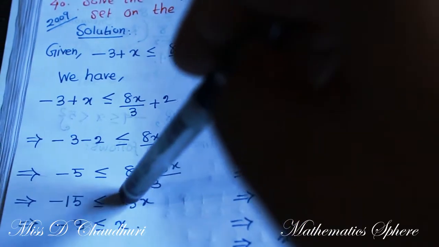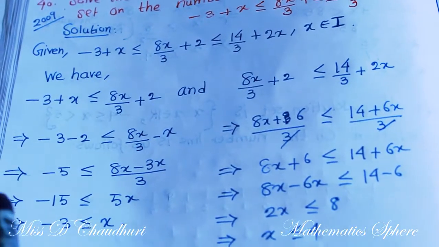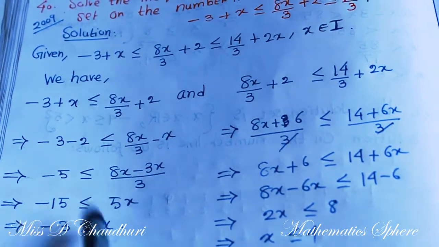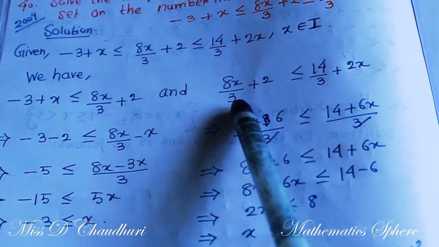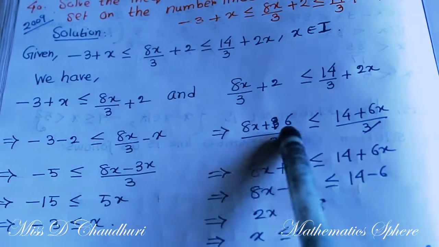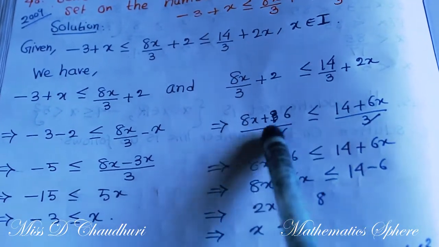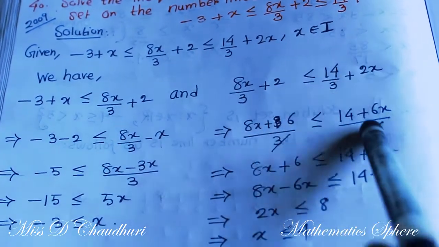Okay, now you divide by 5. As you are dividing by 5, no change in inequality will be there, so this will become -3 less than equal to x. So we are getting one side. Now the next side, here it is 8x by 3 plus 2 less than equal to 14 by 3 plus 2x. Again first do the LCM. So if we do the LCM, here 3 is coming, here 3 is coming, because 3 and 1 LCM will be 3, 3 and 1 LCM will be 3.